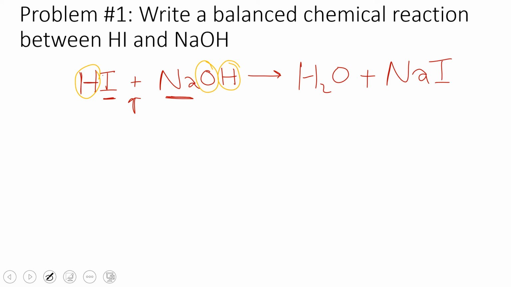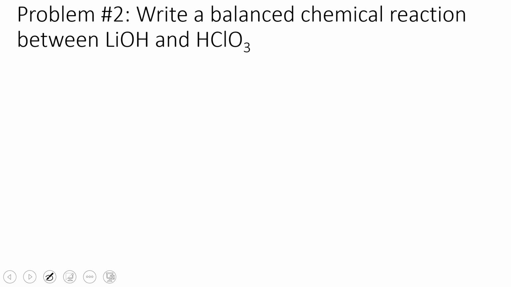So let's see if we can continue to make sense of this as we go through a couple more practice problems. So problem number 2, write a balanced chemical reaction between lithium hydroxide and chloric acid, right? So we've got our LiOH plus HClO3, right?